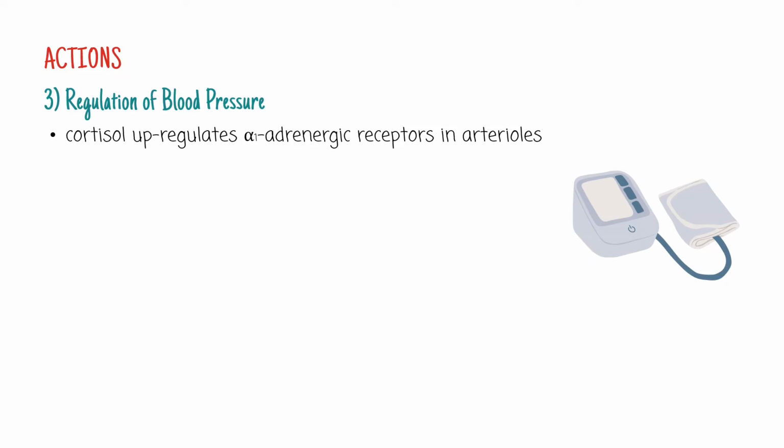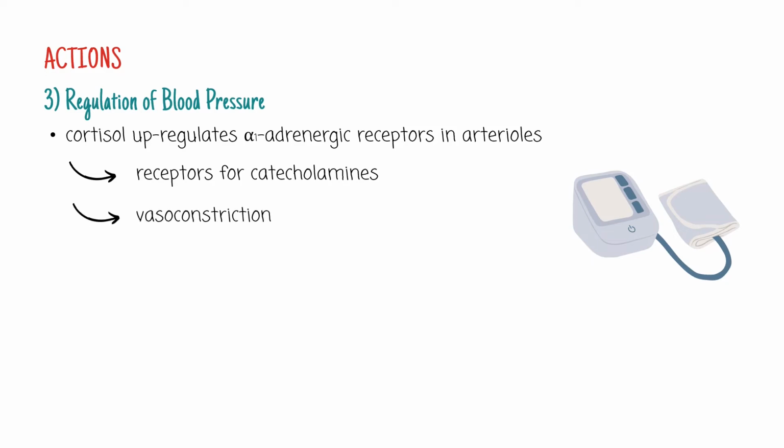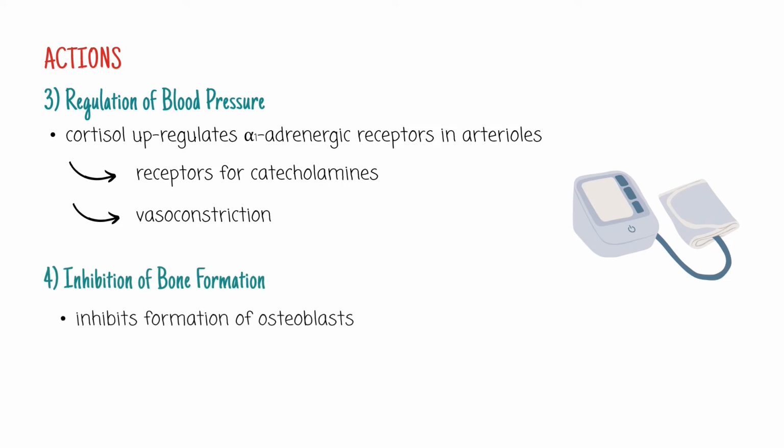And why are these receptors important? They're important for catecholamines, so epinephrine and norepinephrine, that cause vasoconstriction. What's more, cortisol inhibits bone formation by inhibiting the formation of osteoblasts. And this is once again important because if you suffer from hypercortisolism, meaning that there is too much cortisol in your body, then you could suffer from osteoporosis.